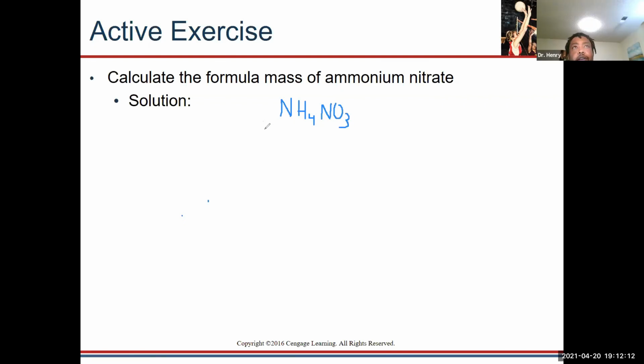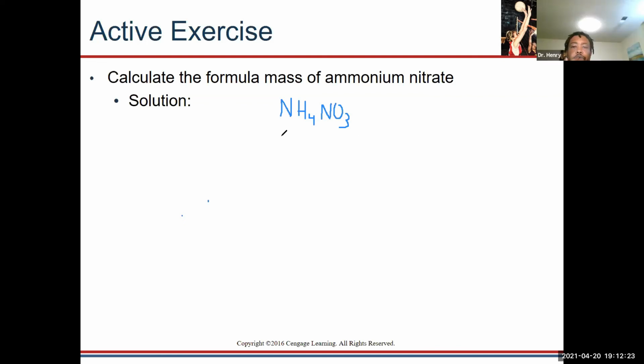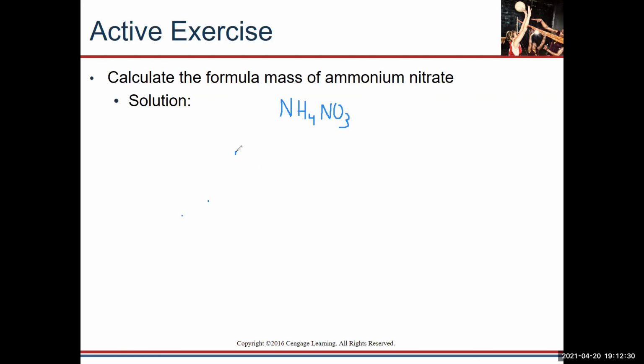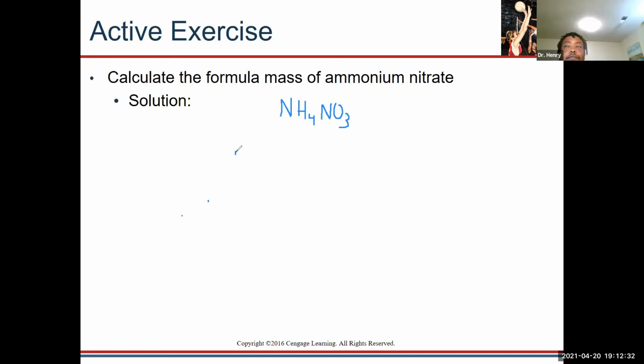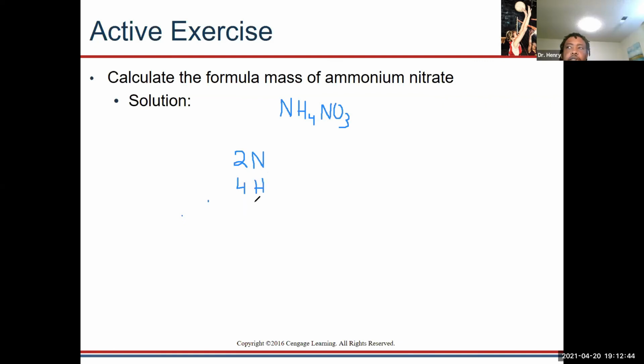Okay, now when they come together, do they have a charge? No, they're fine. They're balanced. Perfect. Okay, so they're written this way. So how many nitrogens do I have? Two nitrogens. Okay. How many hydrogens? 4. How many oxygens? 3.